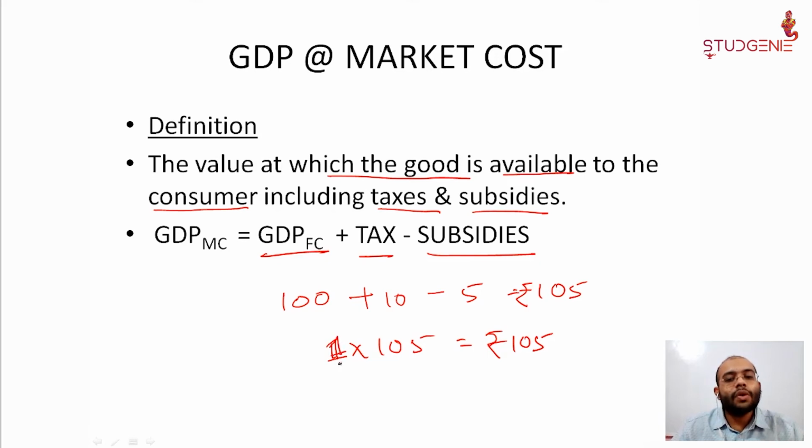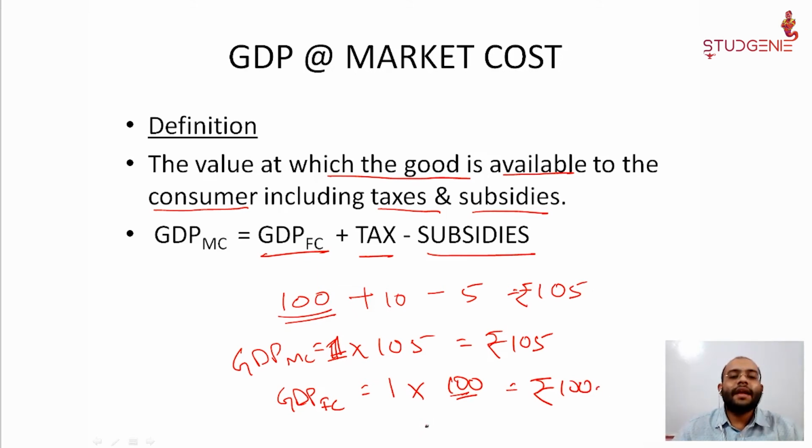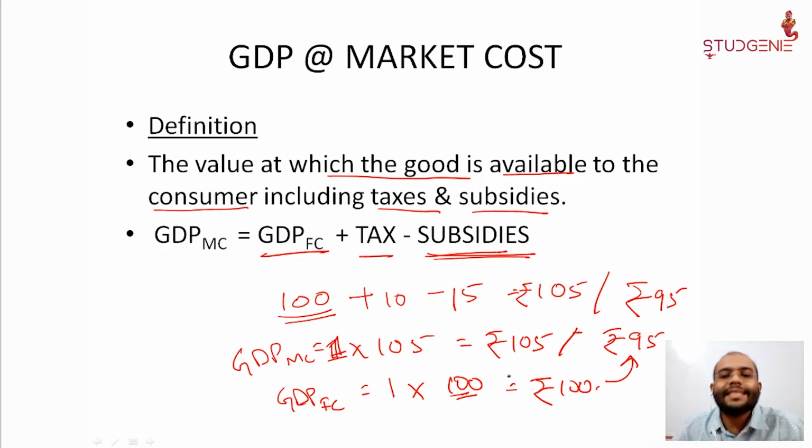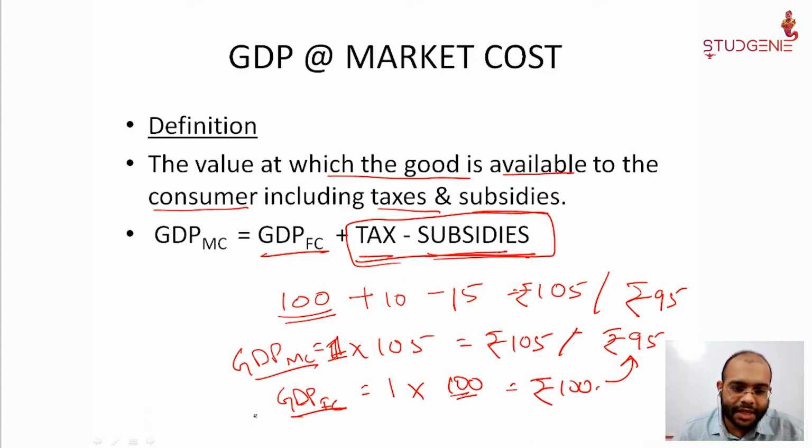And for 1 kg of this good, what is the GDP at factor cost? This one is GDP at market cost. What will be the GDP at factor cost? 1 kg into 100, because this is the price available at the factory gate, 100. So GDP at factor cost would be 100. So you might be thinking that GDP at market cost is always more than GDP at factor cost. No, that is not always. If the subsidies are more, let's suppose the subsidy in this case is 15, then it would be rupees 95. It would not be rupees 105, rather it would be rupees 95, and GDP at market cost will be less than GDP at factor cost. It depends upon the value of tax and subsidies.